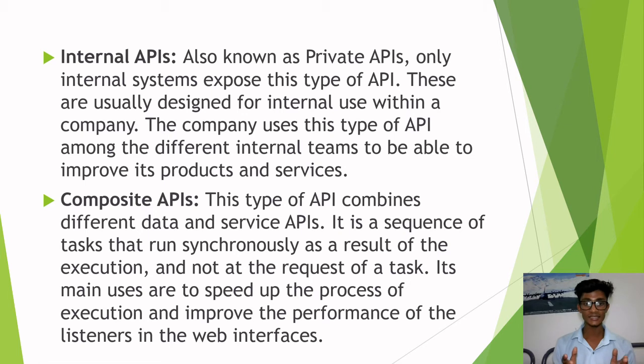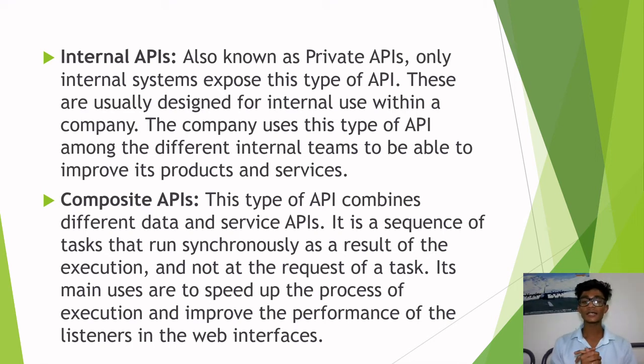So in that case I'll use internal APIs. The company uses this type of API among the different internal teams to improve the product and the services. Now let's go to the fourth and last type of API, that is composite API.